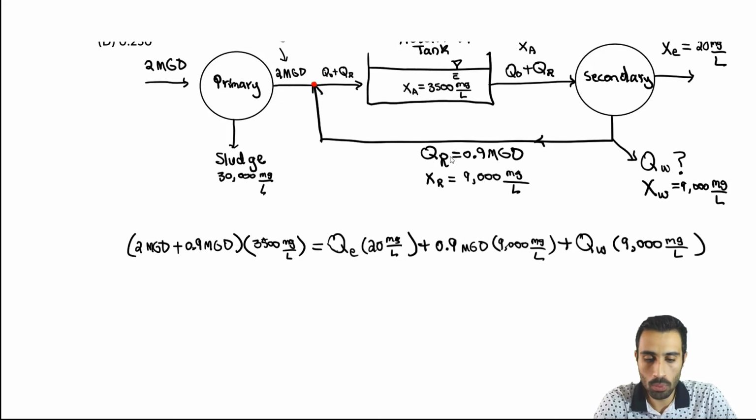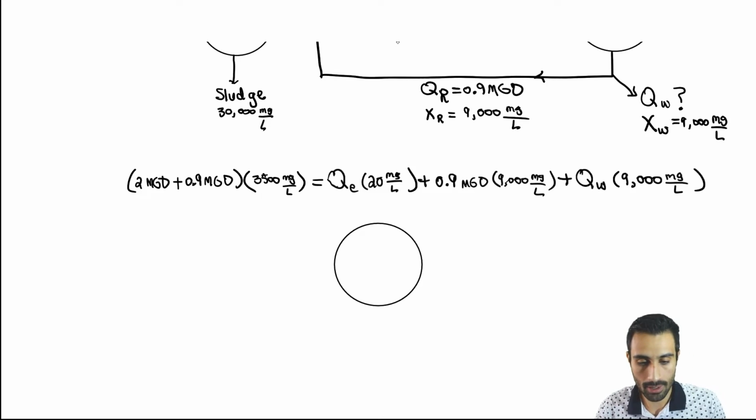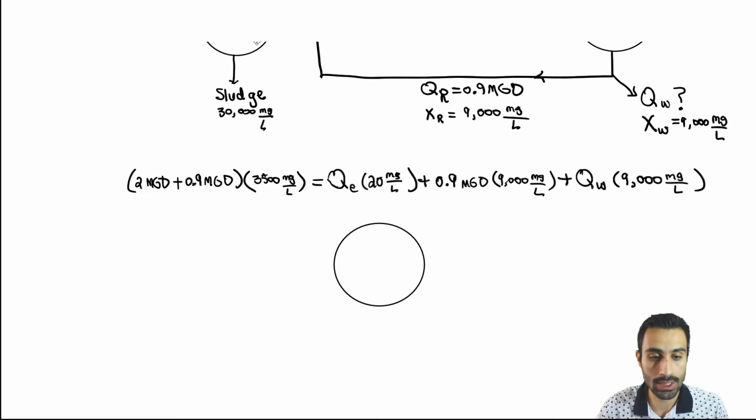So now the problem we face is we have one equation, two unknowns. So we can't really do much with it. But there's something we can do. We can actually isolate that secondary clarifier. Let me denote this for us. This is the secondary.